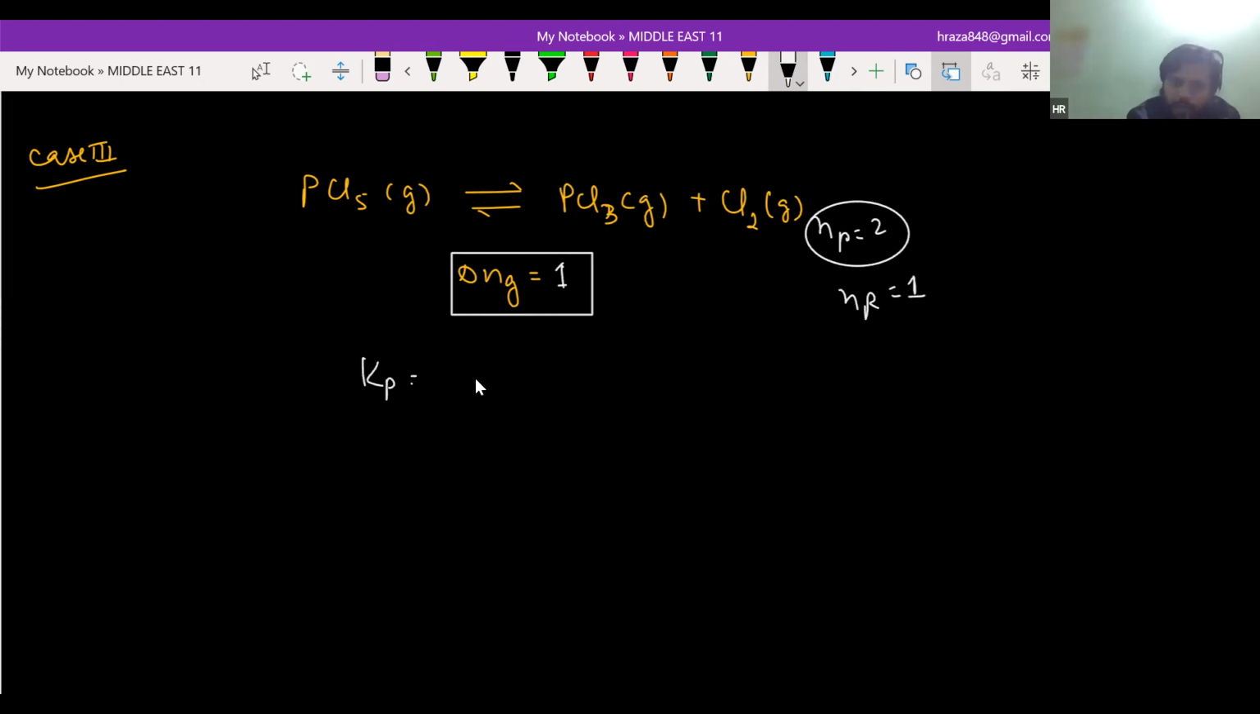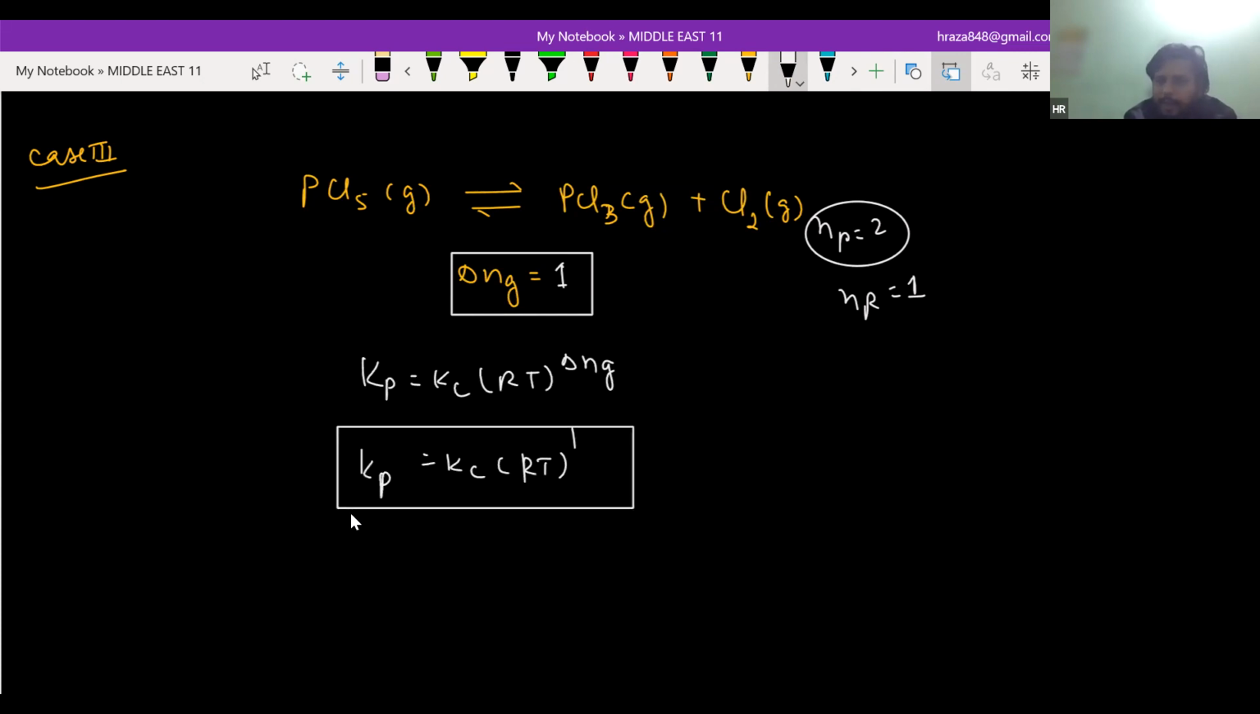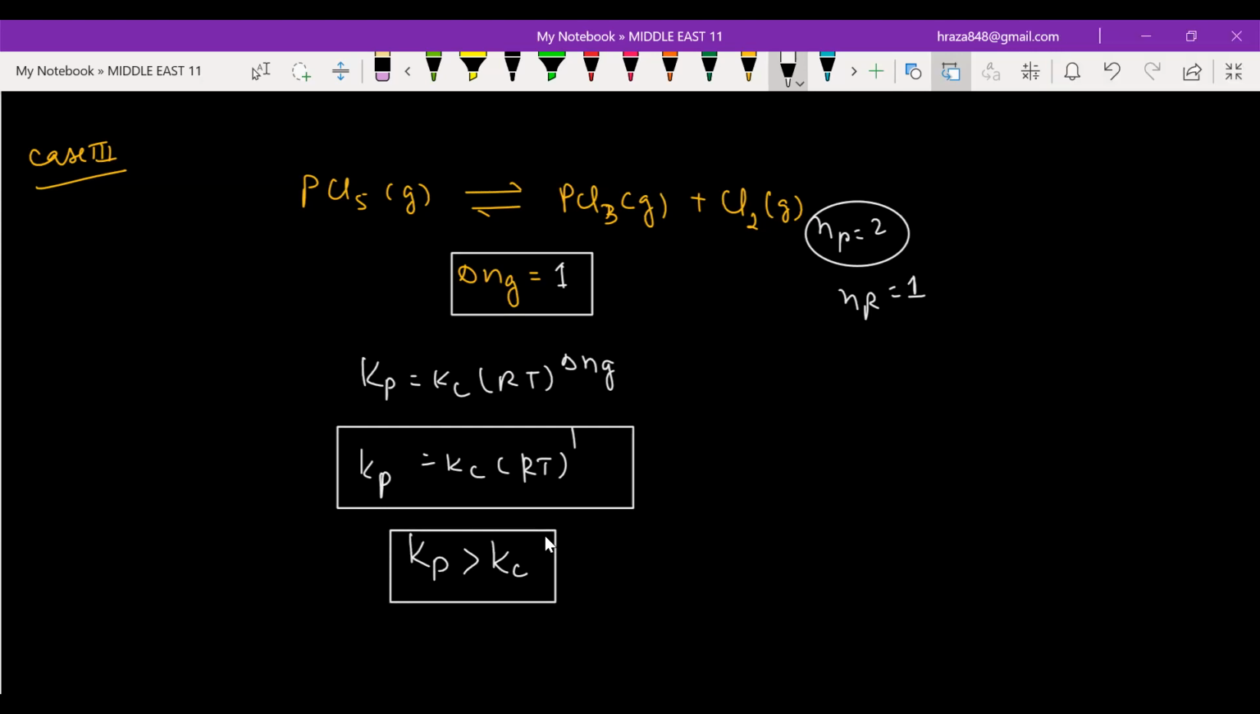And we already know that Kp is equal to Kc (RT) raised to the power delta Ng. If you put the value 1, you can see we are getting Kp when we multiply something into Kc, that is RT. So from this equation you got it, Kp is greater than Kc, right? Just write it.